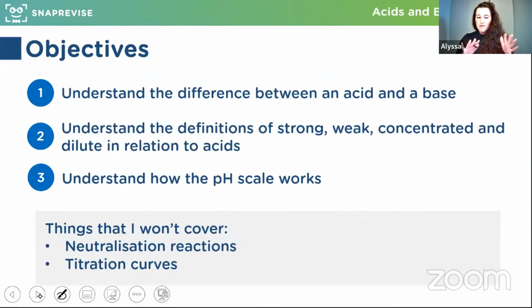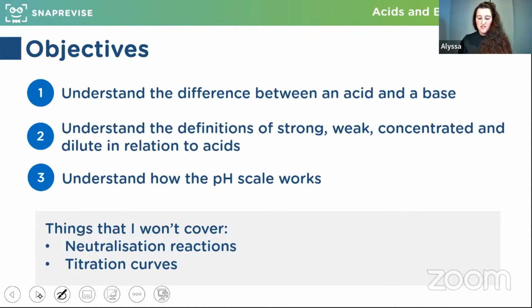For the next 50 minutes or so, we are going to have to cut it a little bit short so that I can start up the A-level class. But for the next 50 minutes or so, we're going to be hopefully understanding the difference between an acid and a base. Hopefully these are terms you've heard before.